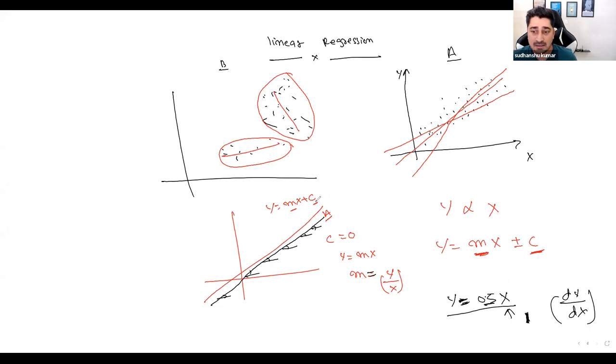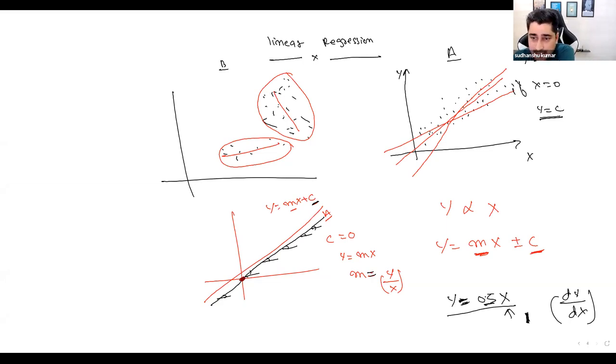Now what is the meaning of c over here? Let's suppose this is my equation, y is equal to mx plus c. Let's suppose x is equal to 0. Now can I say y is equal to c if x is equal to 0? Wherever x is equal to 0, which is at the origin, what is the value of y?